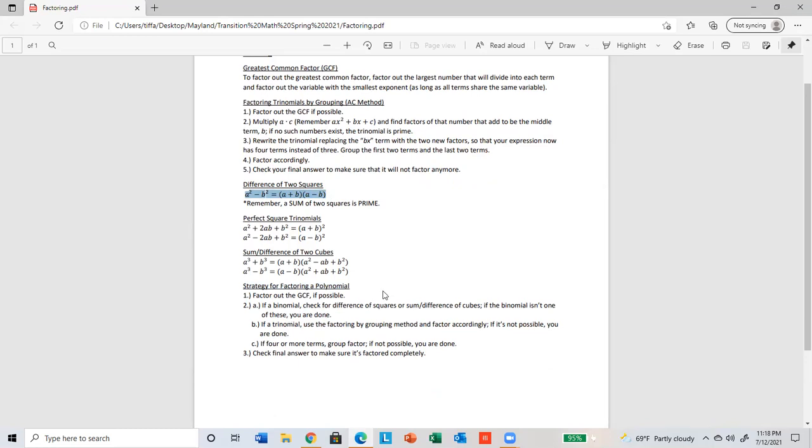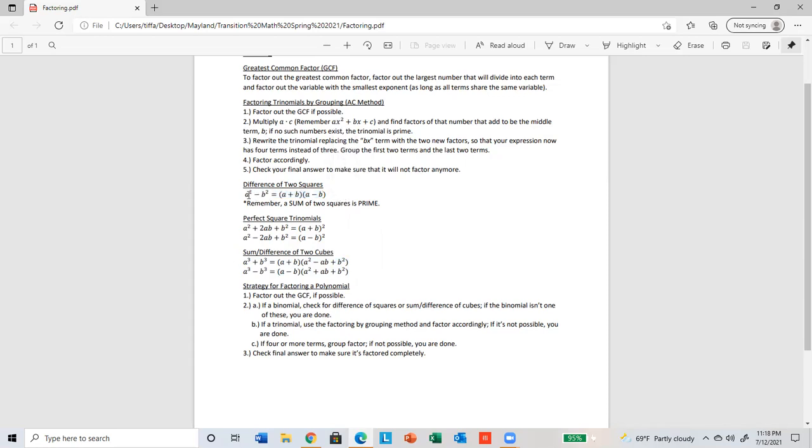Or you're going to check for a sum or difference of cubes. Now that fits these two rules here. So that's what you're looking for: whether you've got squares or cubes. One of the things I want to point out here is that with cubes, you do have the option of a plus or minus in between the two. With squares, you only have a difference of two squares.